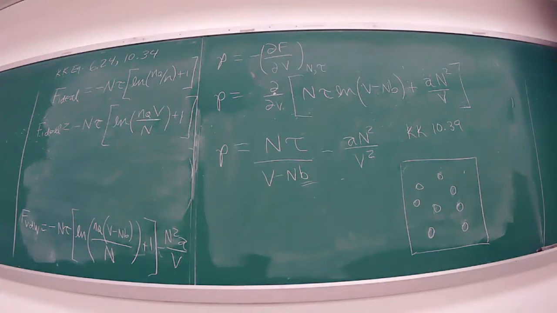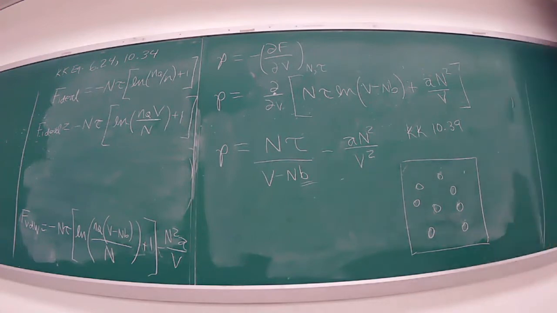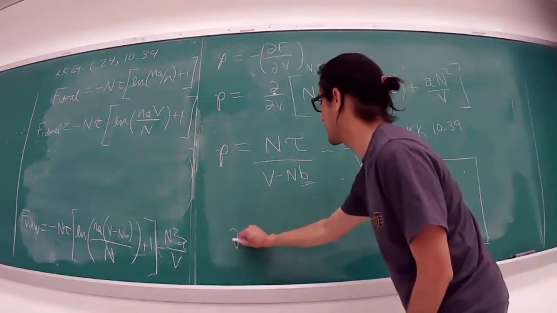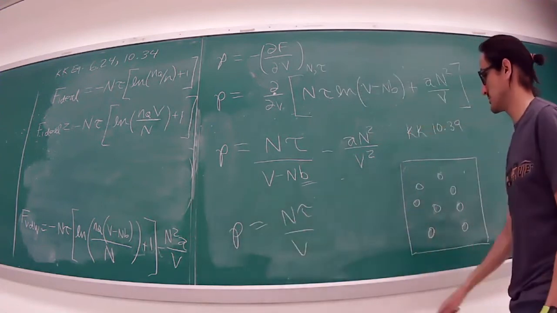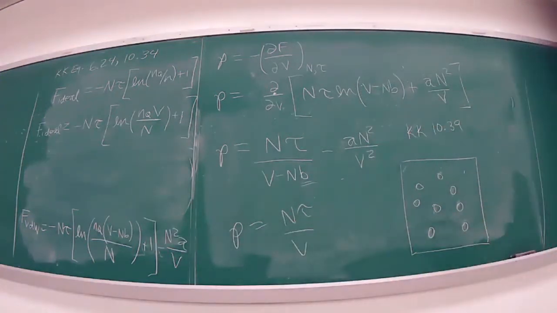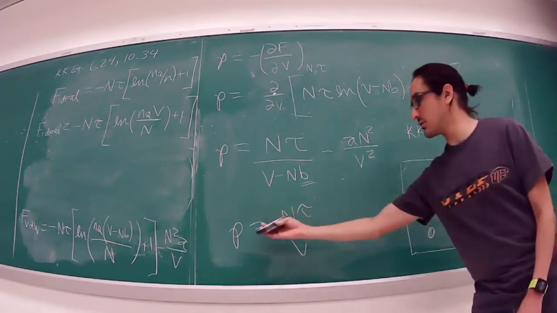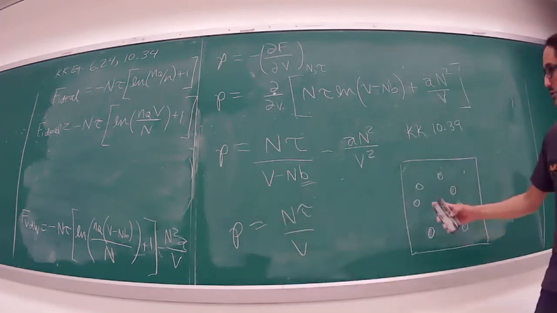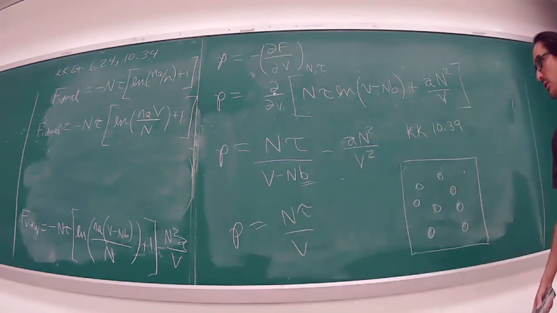Yes, of course. I mean, if you let B equal zero and A equal zero, it will be the ideal gas law, right? Exactly. That is completely correct. So in the limit of B equals zero and A equals zero, you recover the ideal gas. So these are the two small additions that we made to the ideal gas law to make it a little bit more realistic.